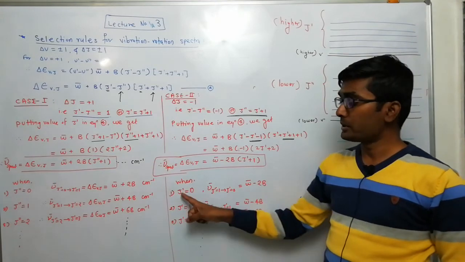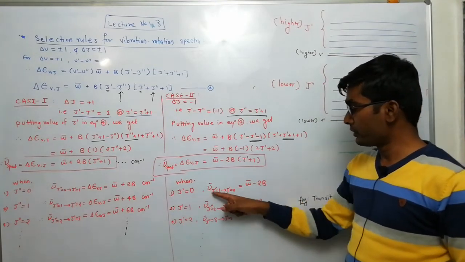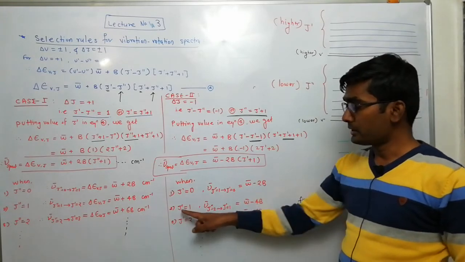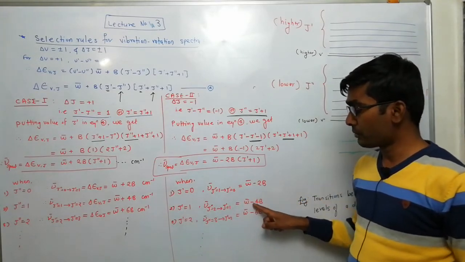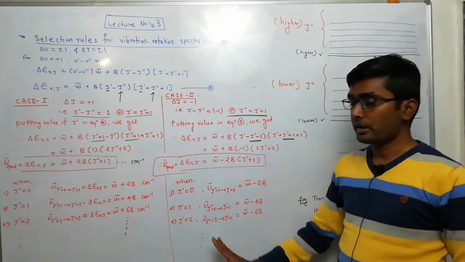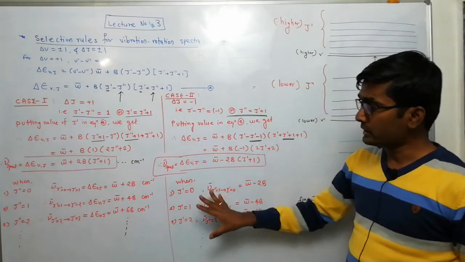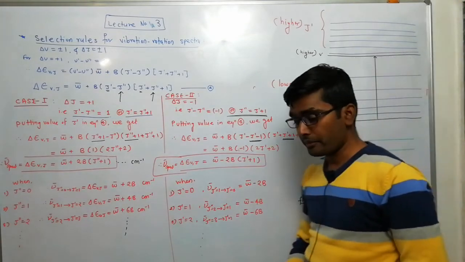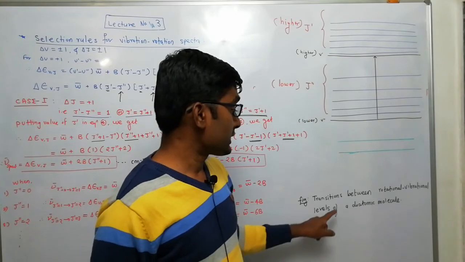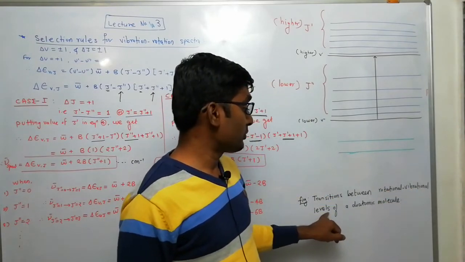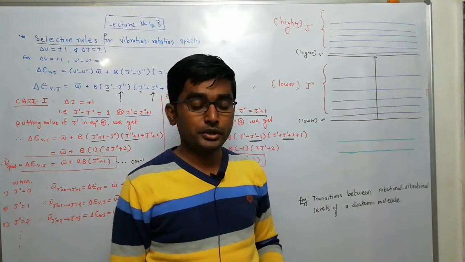Now put the value of j prime equal to 0, then we get the spectral line at omega bar minus 2b. For j prime equal to 1, then omega bar minus 4b and minus 6b and so on, that you can calculate. Okay, now let us understand the spectral diagram. So this is the spectral diagram, which shows transitions between rotational vibrational levels of a diatomic molecule.